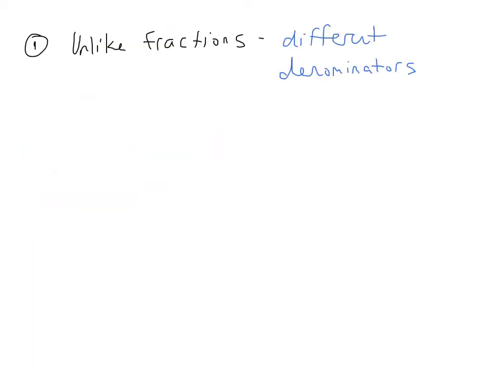Alright, so unlike fractions, what are they? Well, again, they have different denominators, such as 3/5 minus 4/7. No common denominator, so I'd have to do something to that. And what would I have to do? Well, remember, in addition or subtraction, I need to make them the same denominator.